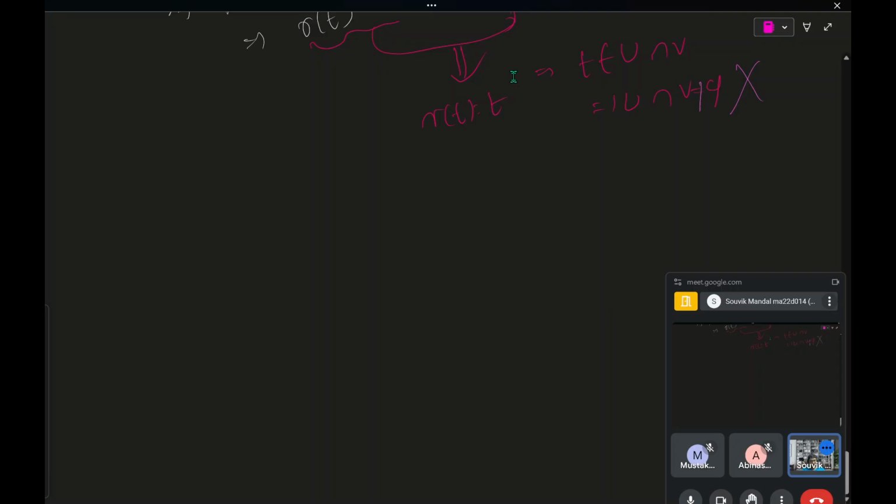So this says that r inverse of U intersection V is a subset of X minus A. So this is an open set. This implies X minus A is open, and this implies A is closed. So this is the argument.